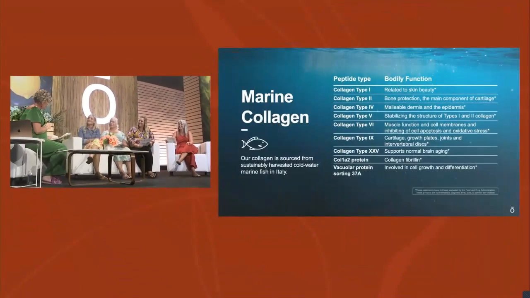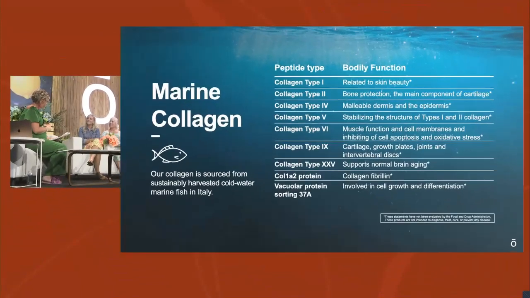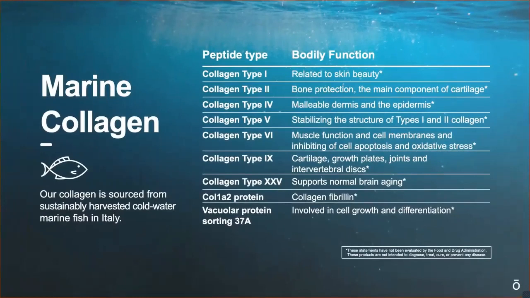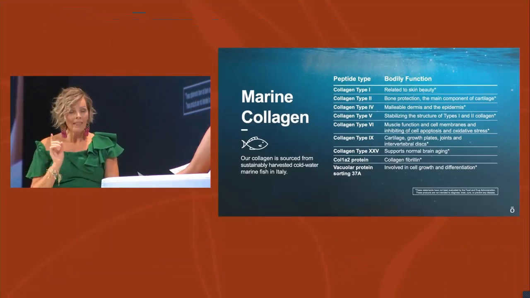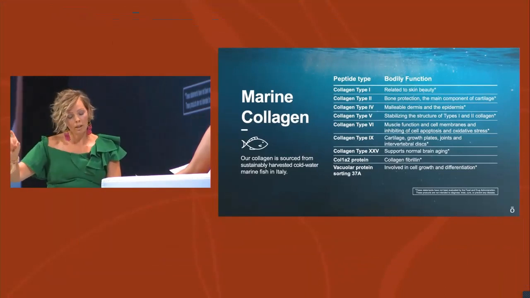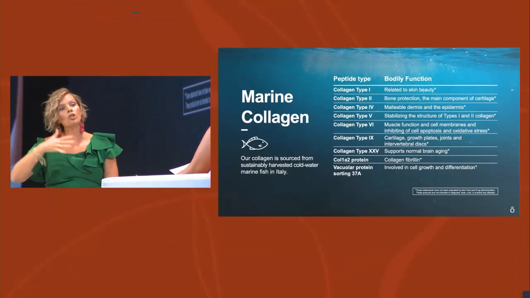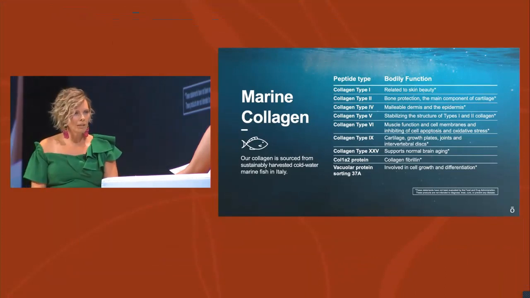doTERRA sources collagen from sustainably harvested cold water marine fish in locations like Italy. Other collagen products on the market, whether from land or marine sources, typically contain tripeptide content of 15 to 35%. MetaPWR Advantage collagen is over 70% tripeptide fragments. Now, if you're like me, I was like, I don't even know what that means. But that is the number that is giving you that superior absorption, because it's so much more of that your body can use. Does that make sense?